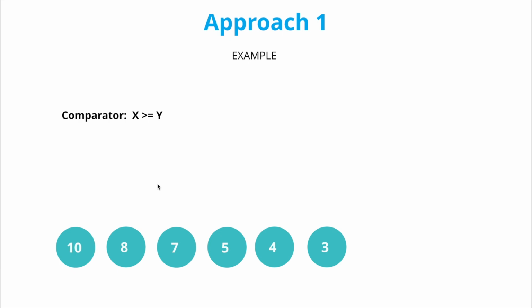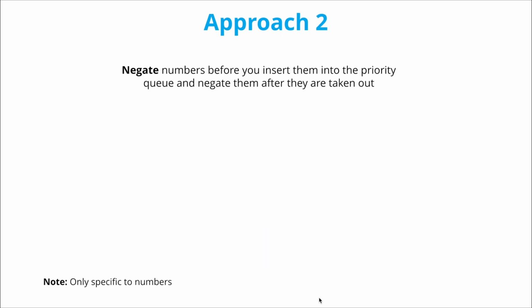So let's look at the second approach. The second way to do this is to negate the numbers before you insert them into the priority queue, and negate them after they are taken out of the priority queue. Okay, so this is easier, right? But the only limitation is that it is specific to only numbers. Okay, so you can't use this method if the element in each node is a string.